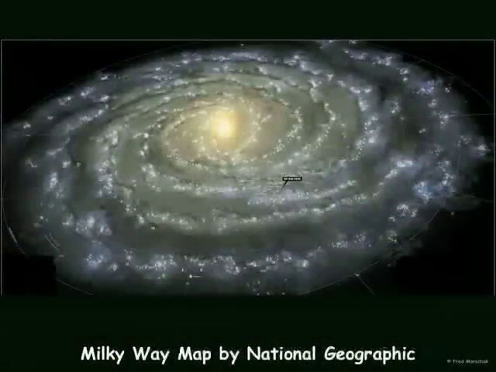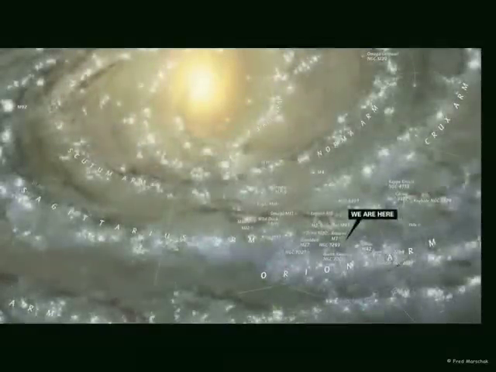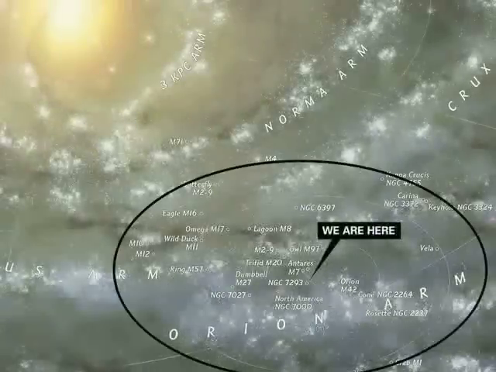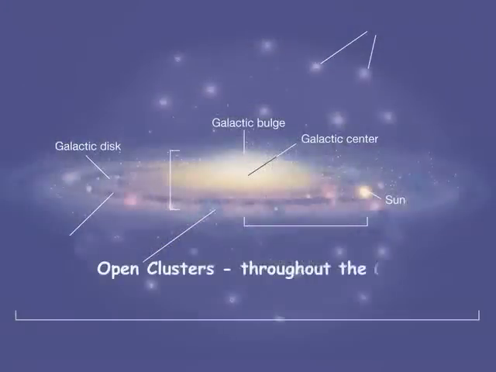We have a very good view of this from the National Geographic map of our galaxy. You can see as we zoom in there a little bit that everything we see in the sky is very, very close to us. And we really can't see into the center of our galaxy very easily. So again, we're about 2/3 of the way out.